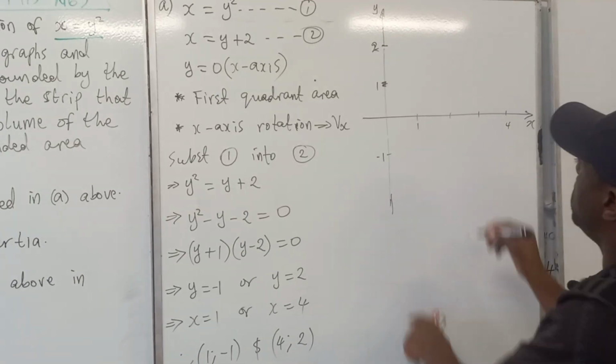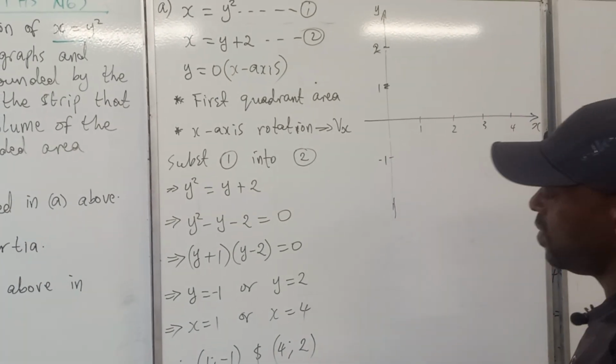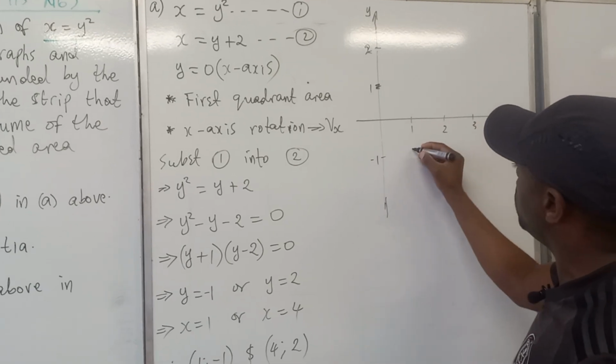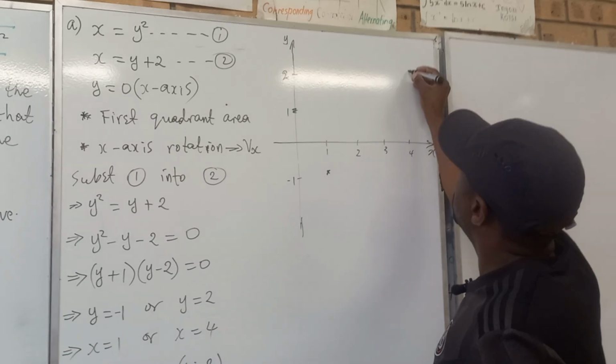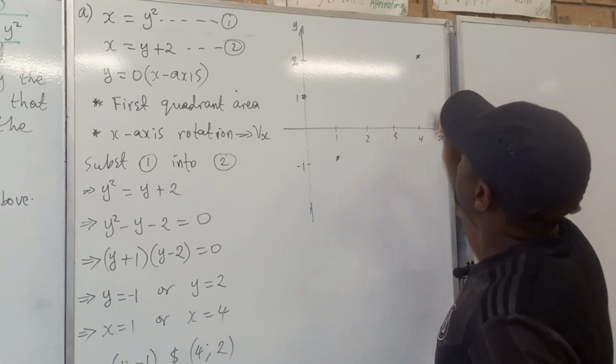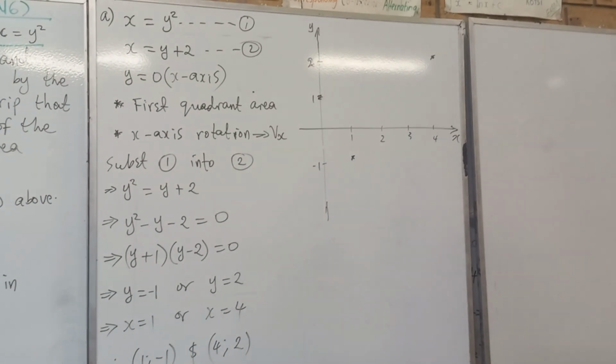So I start by plotting my points of intersection. I've got 1 and negative 1. My two graphs must meet here. Then I've also got 4 and 2. I've also marked that there. So now it's time to sketch the graphs.